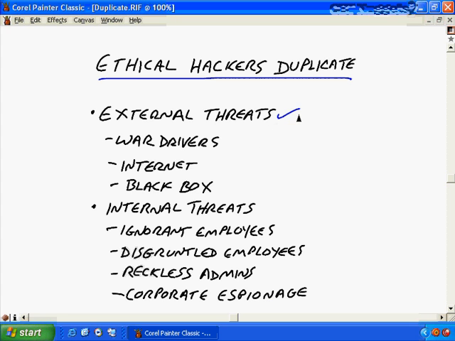One, we can pretend to be an external threat to duplicate crackers from, for example, war driving. War drivers are people that take some kind of portable device. It could be a wireless access point detector of some kind, or a laptop, or an iPAQ or a Palm device or something that has wireless capability, and you just drive downtown and go by certain buildings to see if you're getting a wireless signal from a wireless access point.